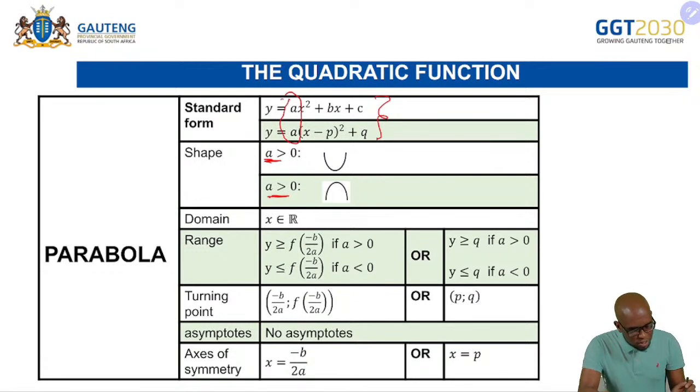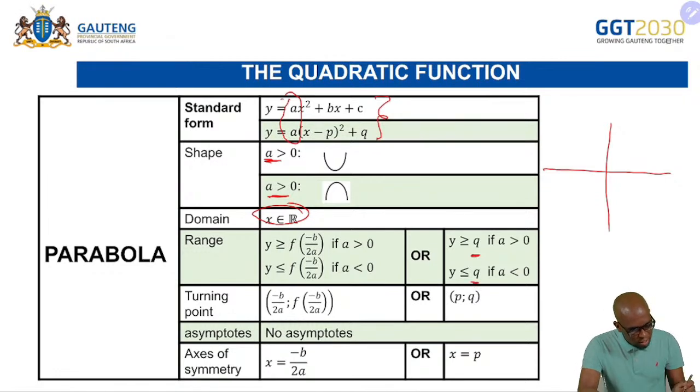Right, with the domain, the parabola is defined from minus infinity to infinity, so it's x an element of all real numbers, but the range now depends on the value of the turning point. If you check here, I used f of minus b over 2a. That is the x value of the turning point, here represented by q, here represented by q as well.